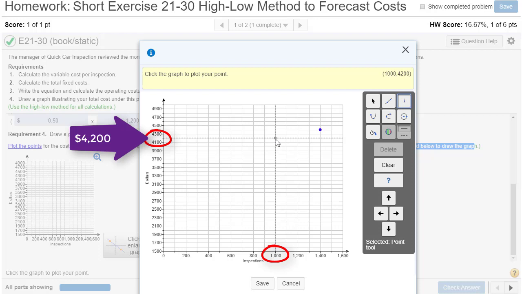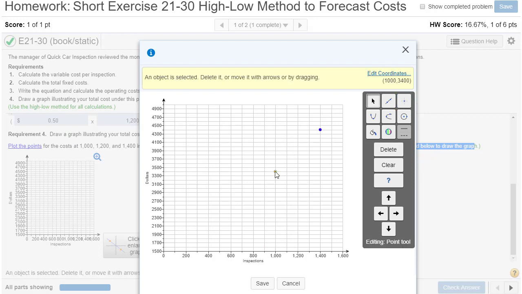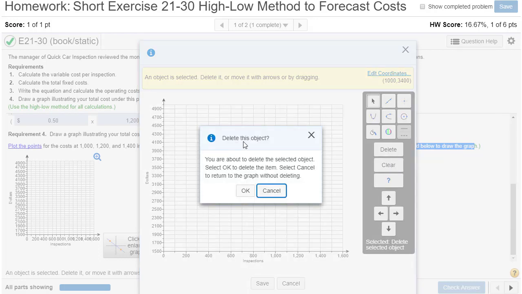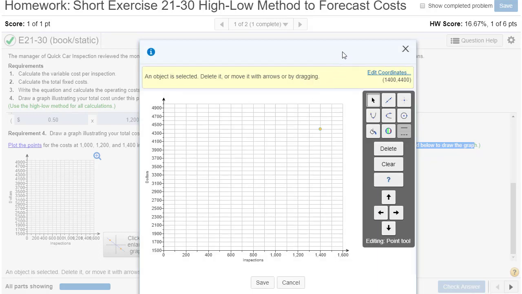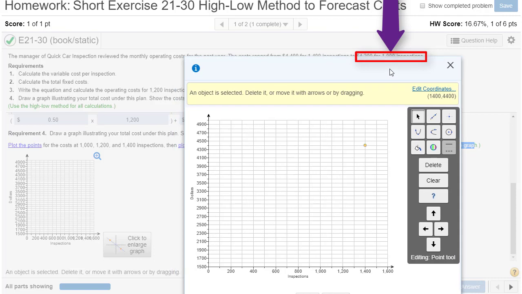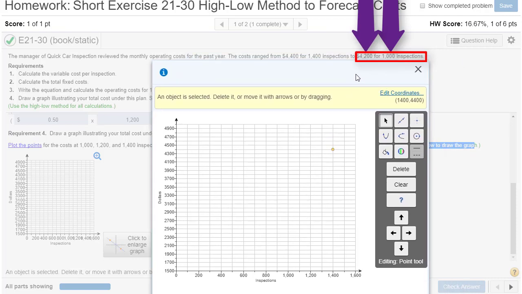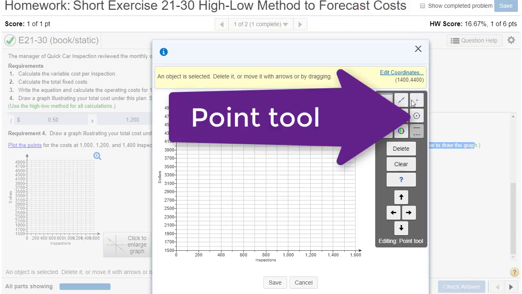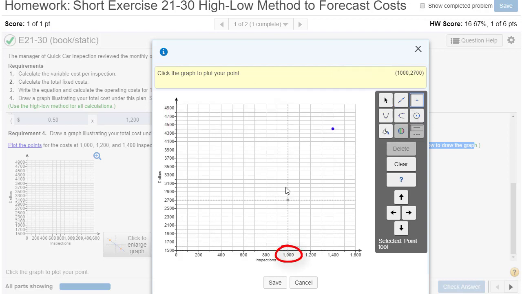$4,200. So now I'm going to make a mistake on purpose. Let's say I clicked here accidentally. Well, how do I fix this? I click delete. It says delete this object. You're about to delete this selected object. So I click OK, and now I can go back and redo that. So 1,000 inspections at 4,200. Click the point tool. 1,000 at 4,200.